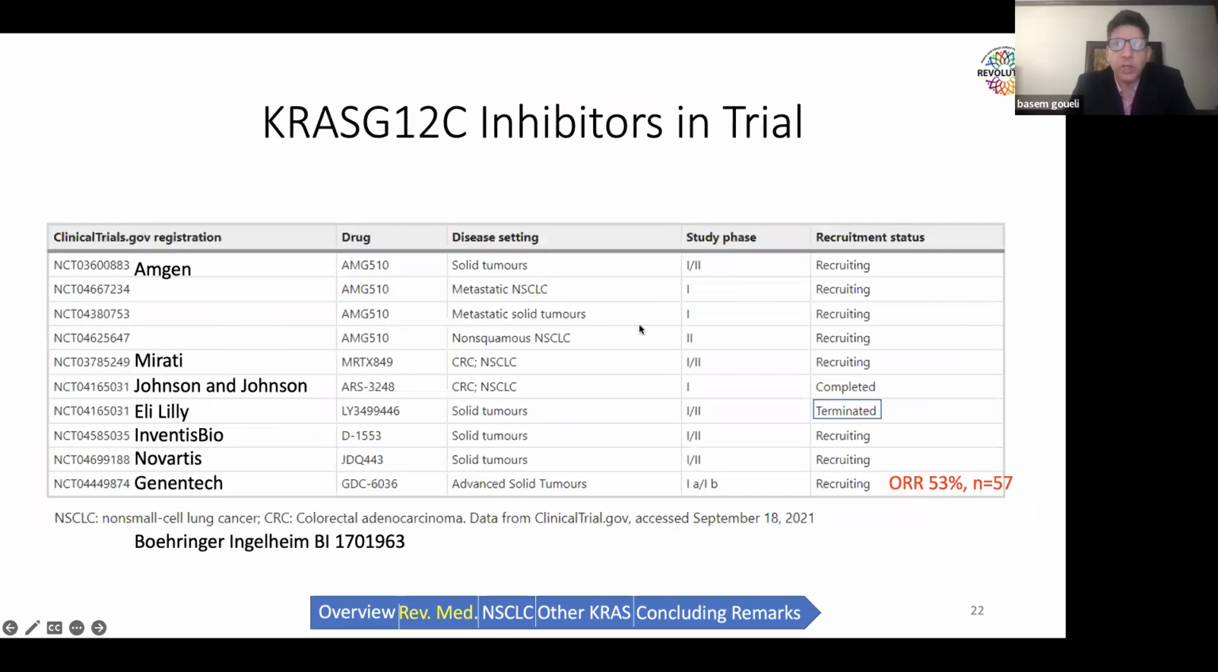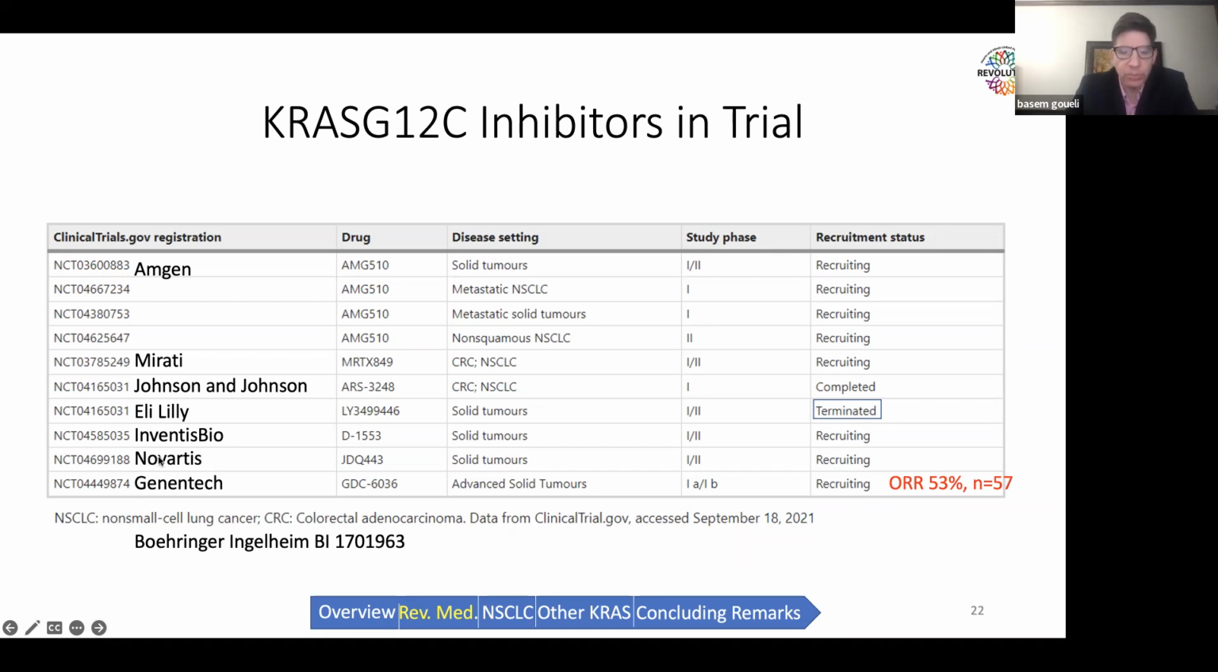So, there's a lot of companies targeting KRAS G12C, not just Revolution Medicines, not just Amgen, not just Mirati. A lot of companies in this space, tremendous companies, tremendous players. So Johnson & Johnson, Eli Lilly, Ventus Bio, Genentech, with some recent data I'll talk about in a second, Novartis, Boehringer Ingelheim. Now, interestingly enough, Eli Lilly's drug, that trial was actually terminated due to toxicity.